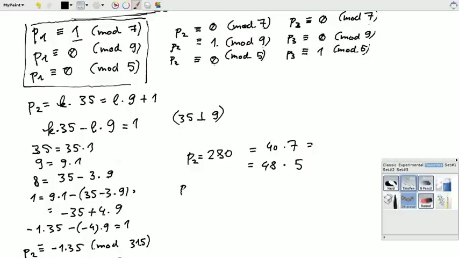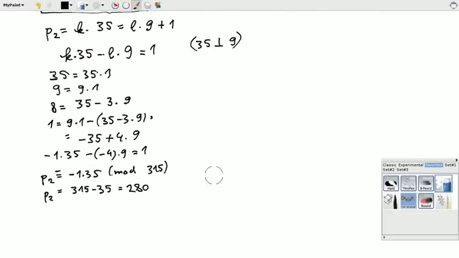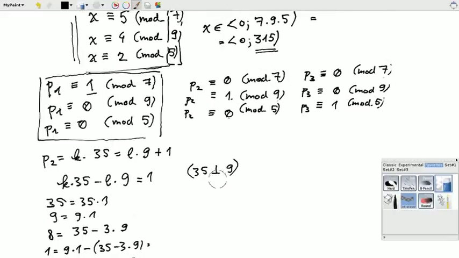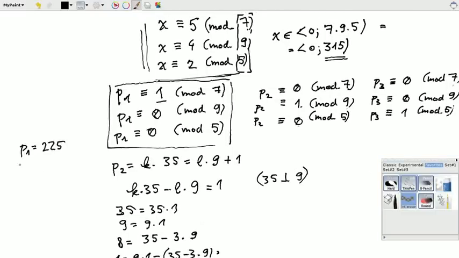Now, P2 divided by 9 is equal to 280 divided by 9 is equal to 31, and the remainder is 1. So 280 is equal to 31 times 9 plus 1. Great. All the conditions fit. So we successfully computed P2 to be equal to 280. Hooray! I'm gonna write it down under P1.